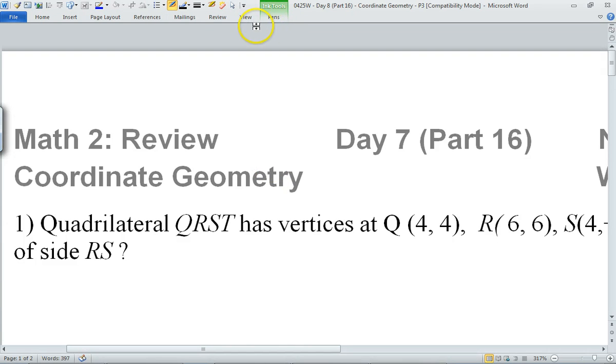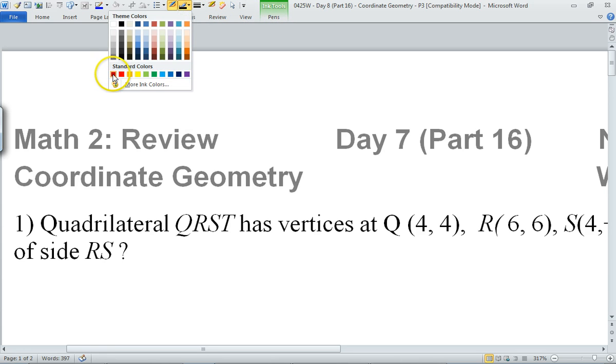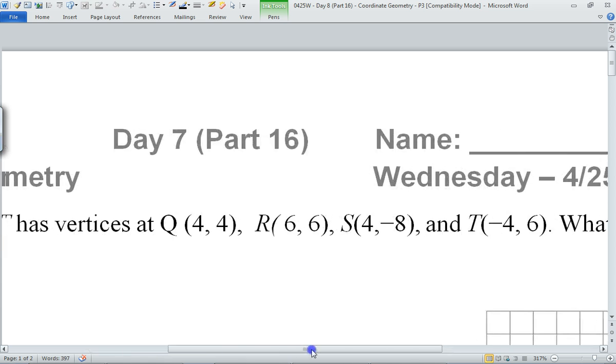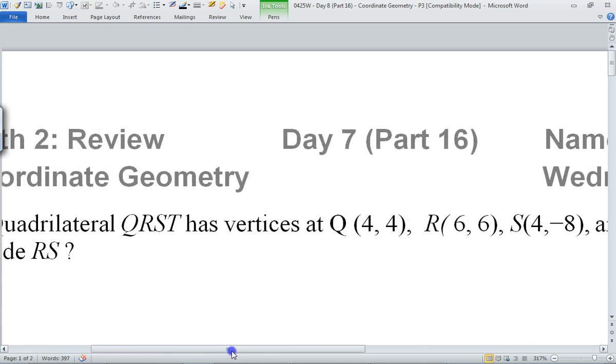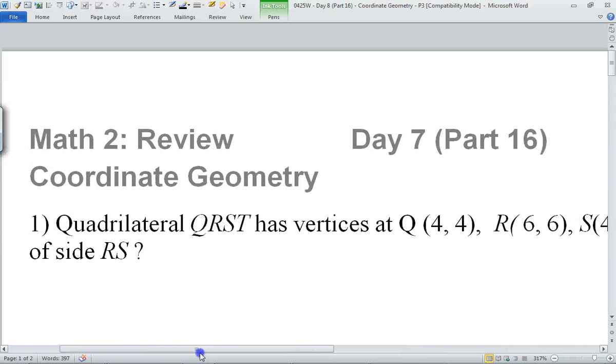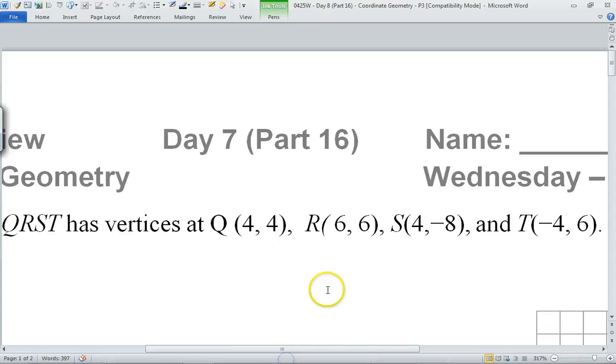Okay, problem number 1. Part 17 of our review. Part 16, what did I say? 17, my bad. Okay, it says quadrilateral QRST has these vertices. What is the length of RS?